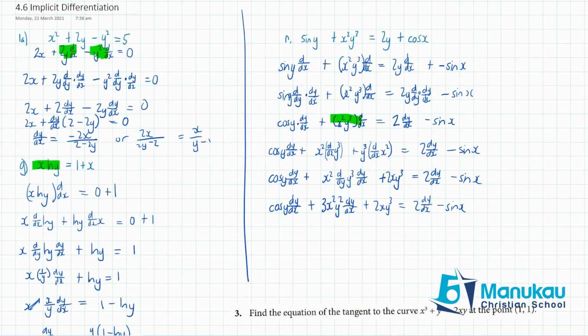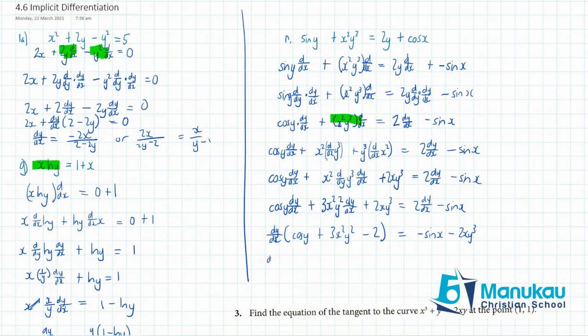So I'm thinking we'll bring it all over to this side here, and then we're going to factorize. So it's going to be dy/dx into cosine y plus 3x squared y squared minus 2. And I've pulled everything across to the other side. So I'm going to have minus sine x minus 2xy cubed.